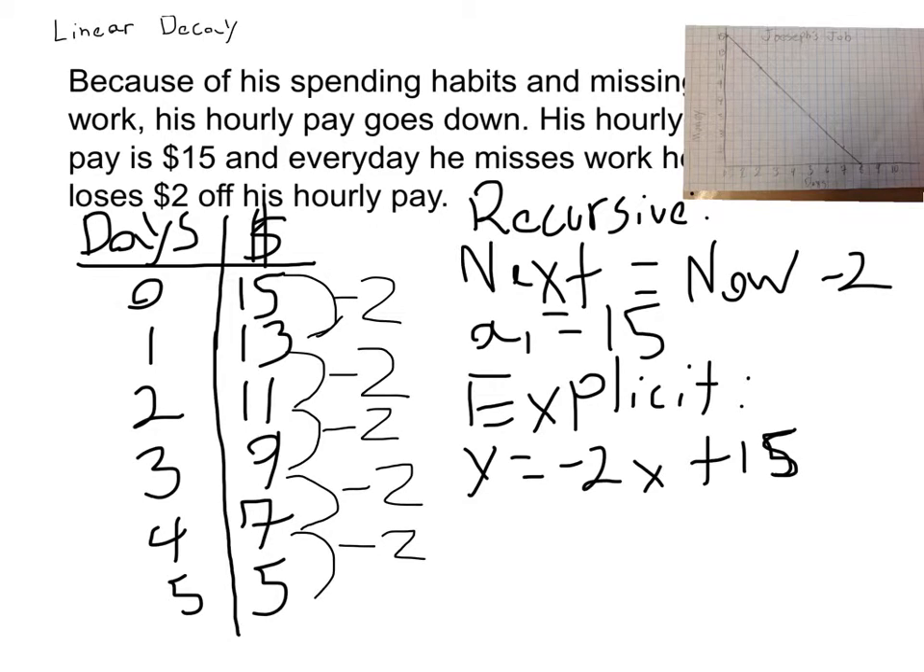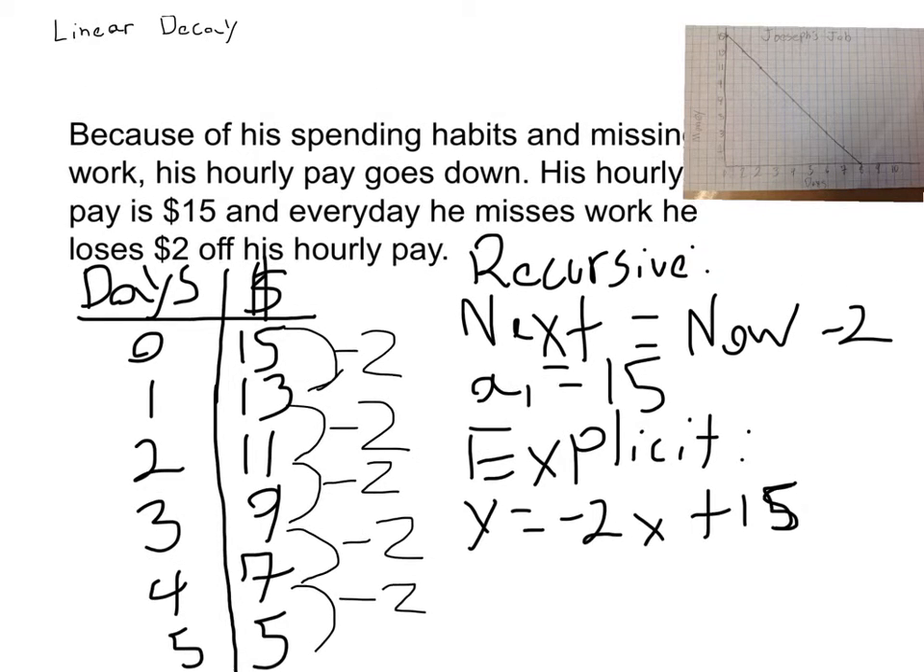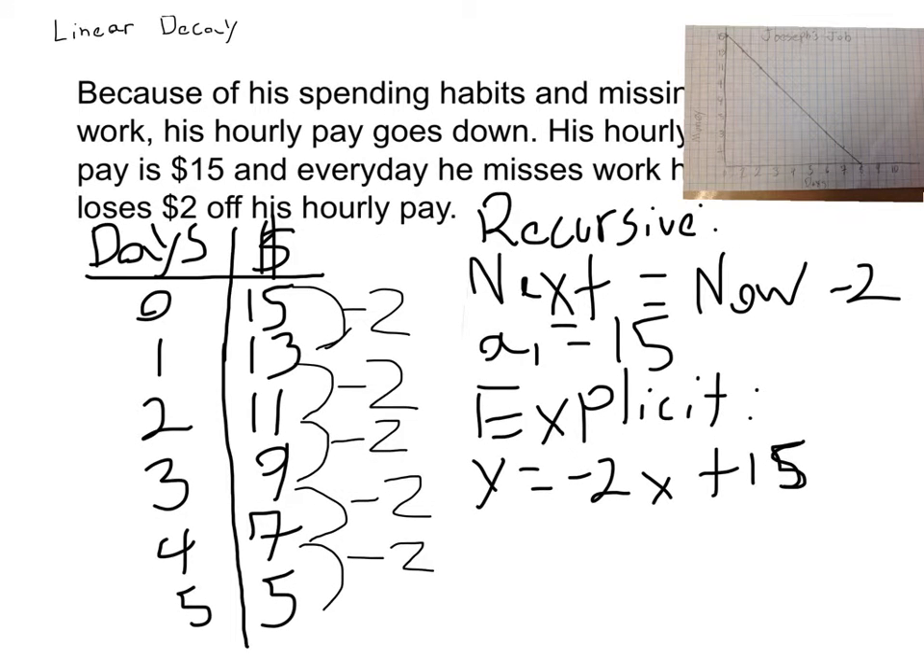Now the recursive is next equals now minus 2 with the start of 15. The explicit rule is y equals negative 2 times x plus 15. Days is because of the amount of days he missed. The days, which is the x value, is up to 5 because that is the maximum amount of days he missed before he went back to work.